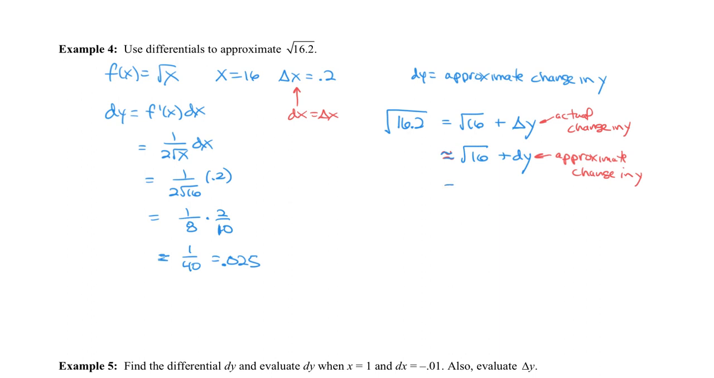And then this is equal to, well, the square root of 16 is 4. dy we just found is 0.025. So we get 4.025. So using differentials, the square root of 16.2 is approximately equal to 4.025. Now, had we used a linear approximation, we would get exactly the same thing. With differentials, we find this little change in y, and then we add it to the square root of 16. When you do a linear approximation, it puts these two together automatically. But had we done a linear approximation, we get exactly the same thing.